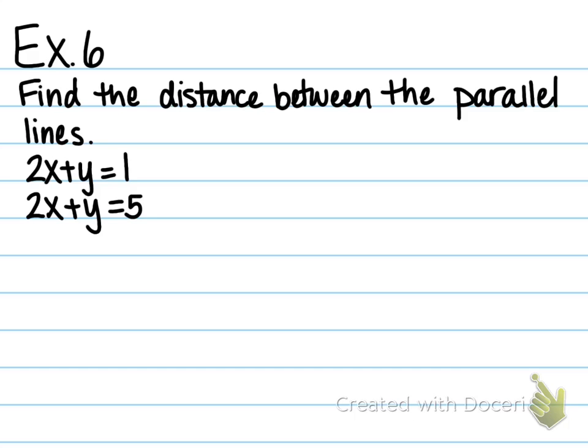Okay, number 6 wants us to find the distance between the parallel lines. So this is going to be the same as example 5. I need an equation of one line and a point on the other, just to find the distance between the two. So I'm going to take the first equation, 2x plus y equals 1, and move everything to one side. 2x plus y minus 1 equals 0. Then I want a point that's on the second line, 2x plus y equals 5. It can be any point on this line.